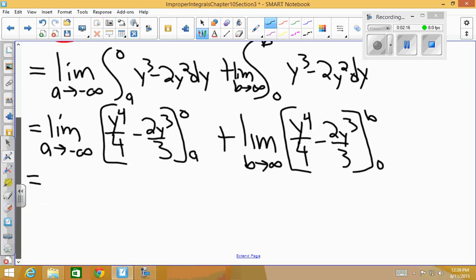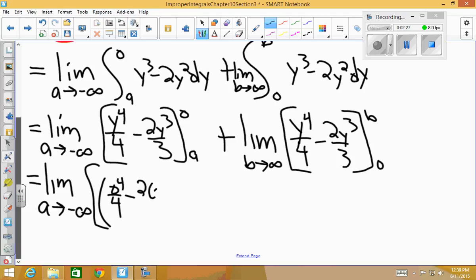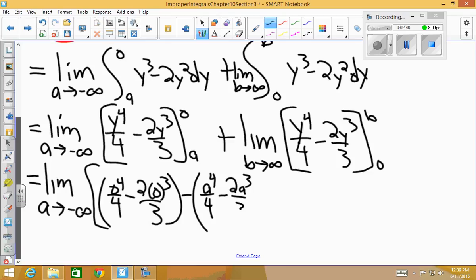Now for this first limit, we plug in the 0 first. So the limit a goes to negative infinity, 0 to the 4th over 4 minus 2 times 0 cubed over 3, which of course all of that is 0, but just to make it clear, a to the 4th over 4 minus 2a cubed over 3.